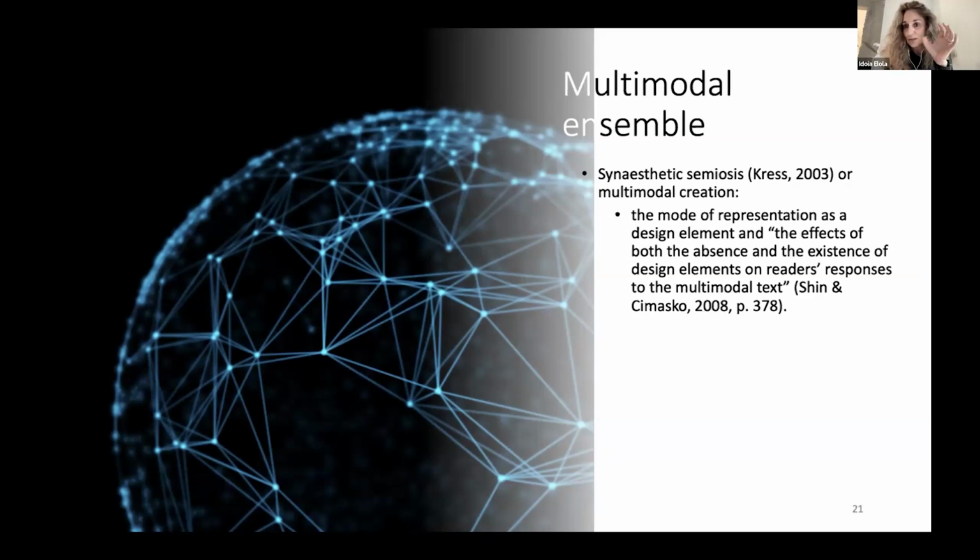So the merging or the integration of these modes, either images, sounds, or text, is called synesthetic semiosis, or what we will also say multimodal creation, within which writers understand not only the role played by the mode of representation as design element, but also the effects of both the absence and the existence of design elements on reader responses to multimodal text. So sometimes when we see these compositions of multimodal text, the lack of some resources also provides some meaning. So these are things that we also need to consider.